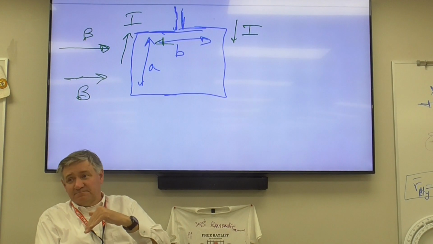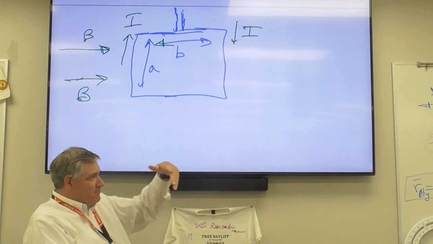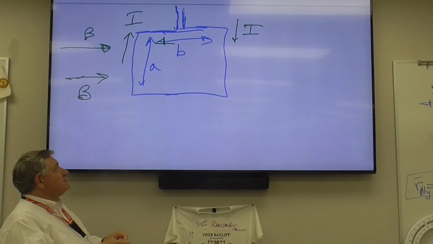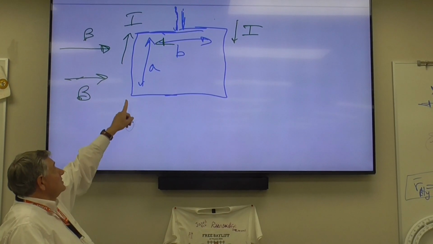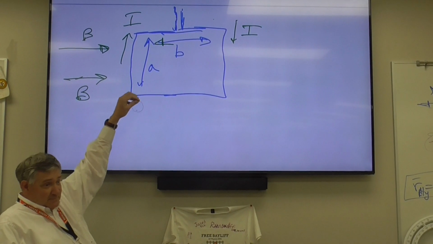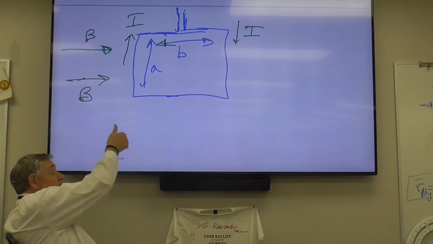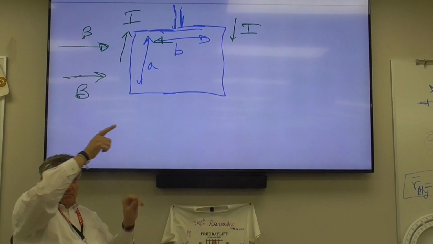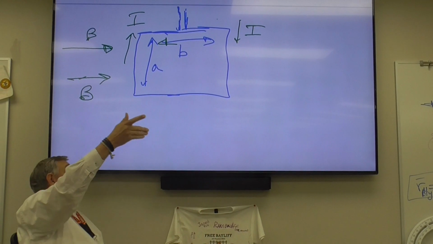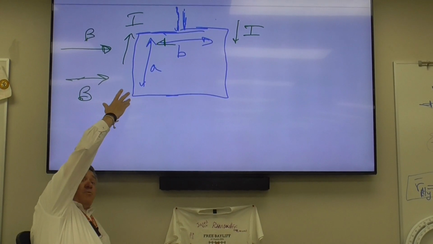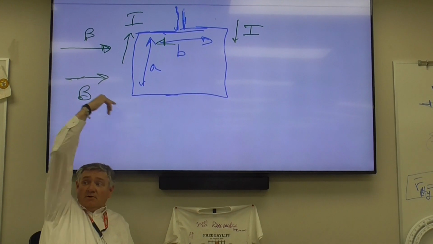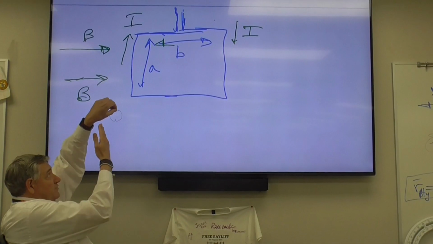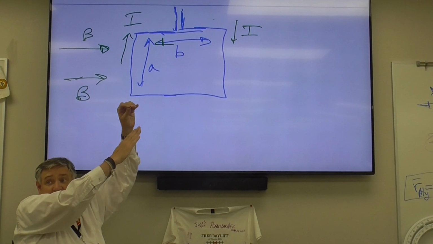Why not, Sydney? It'd be parallel with it, exactly. Now, if the current on this side is going up, the magnetic field is going to the right. So the force on this side of the wire is going to do what? Go into the plane. It's going to try and push it like this into the plane.